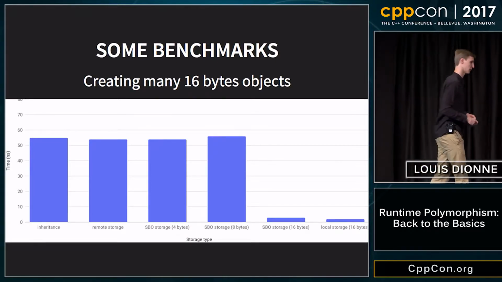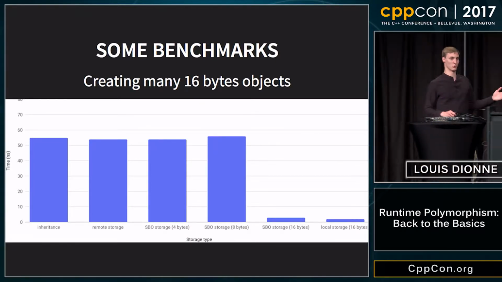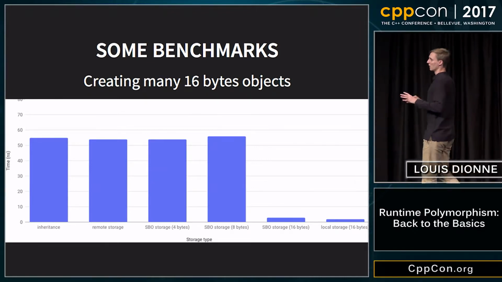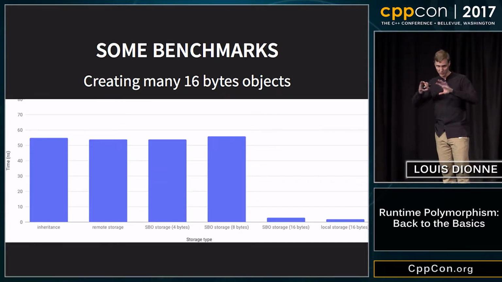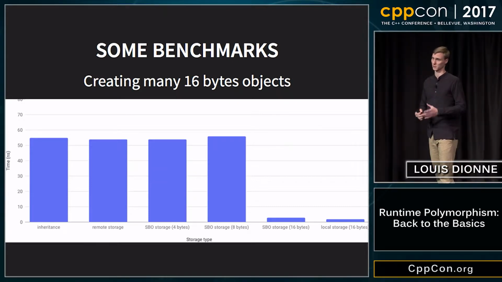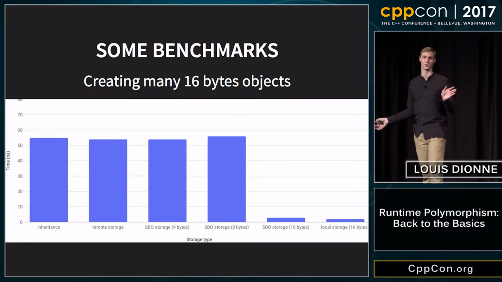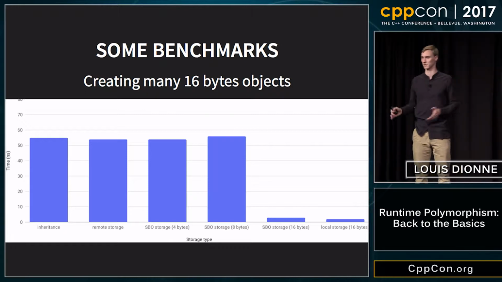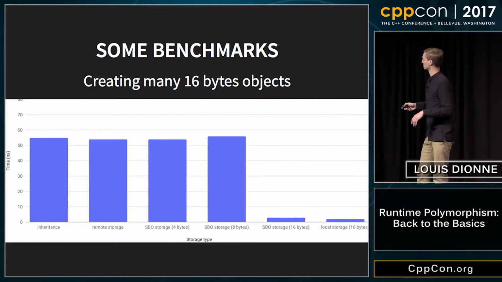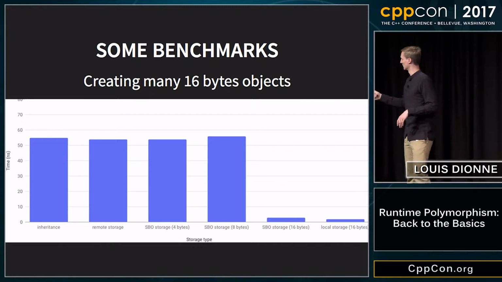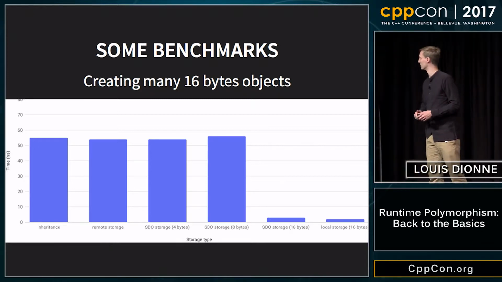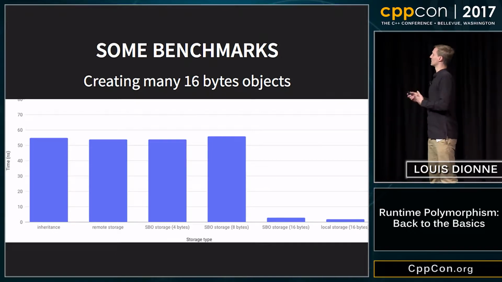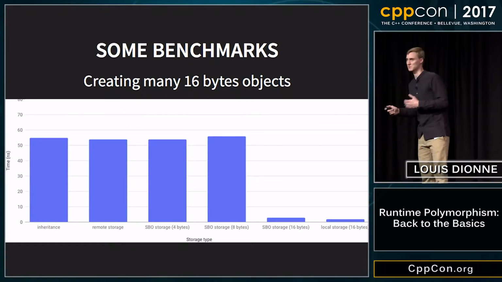Okay, so let's look at a few benchmarks. These are really micro benchmarks, so we're not going to draw any firm conclusions from them. We're just going to draw some really coarse-grained conclusions, because I don't want a compiler engineer to come to me and say I'm full of crap. I realize that the columns are maybe not visible from the back. I'm sorry for that. So anyway, this benchmark shows creating many 16 bytes objects.